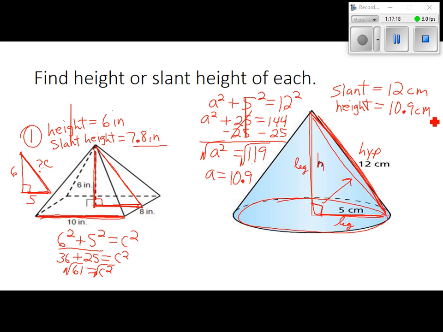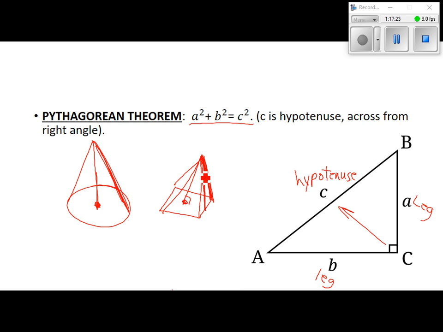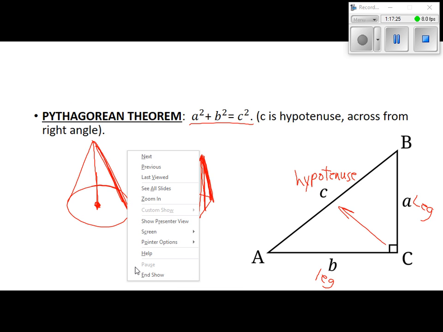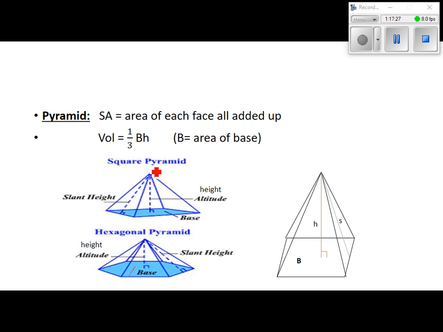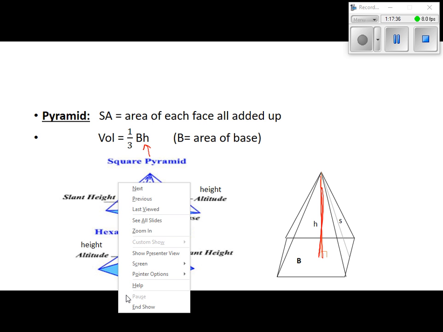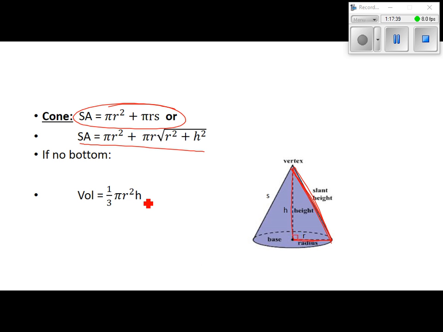And once we find either one of those, the slant height or the regular height, then we can go back to one of these formulas, whichever formula we need. Here, for this formula, we need just the regular height, which is one right down the middle here. And for these other ones, you could either use the slant height, which is the S, or the regular height, which is the H. And you just decide which formula you want to use.